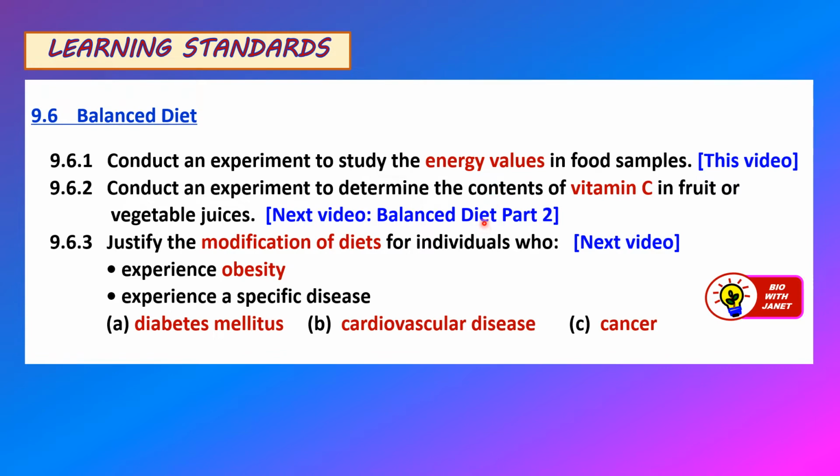Now, 9.6.2, we should be able to conduct an experiment to determine the contents of vitamin C in fruit and vegetable juices. This will be in part 2, the next video. And 9.6.3, we should be able to justify the modification of diets for individuals who experience obesity and experience a specific disease such as diabetes mellitus, cardiovascular disease, or cancer. So this will also be discussed in the next video, which is part 2 of this subtopic 9.6 Balanced Diet.